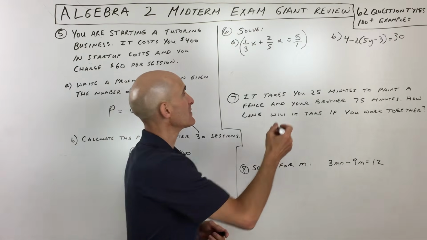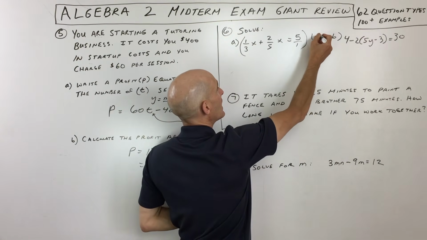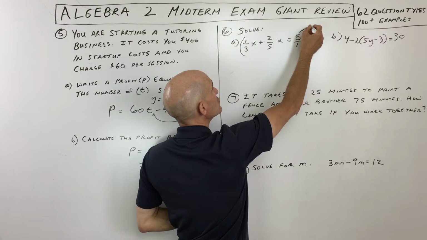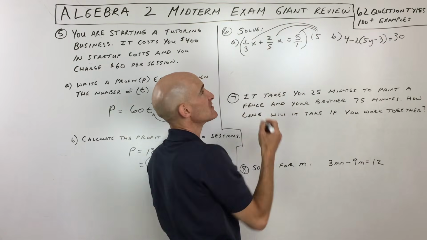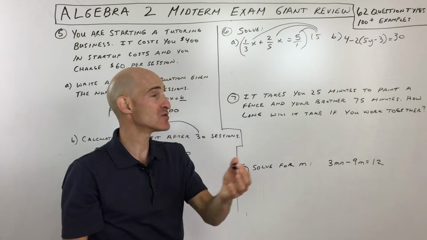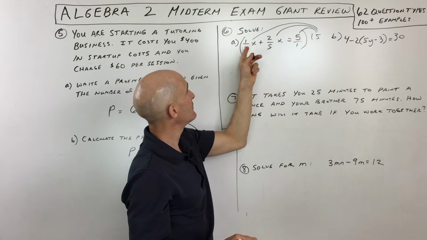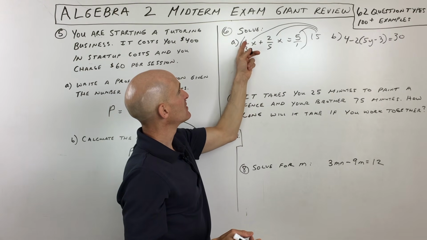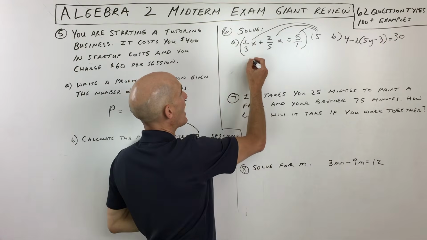And in this case, you can see that's going to be 15. They all go into 15 evenly. So then what you do is you multiply everything in the equation by 15, left and right sides. It keeps the equation balanced. And what happens is, see, 15 divided by 3 is 5, times 1 is going to be 5, and that's x.